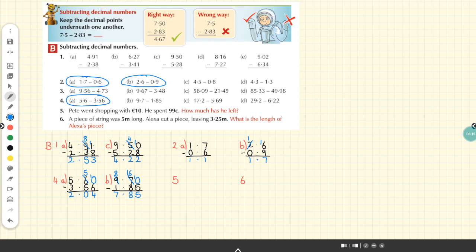And then for 5, it tells us Pete went shopping with €10. He spent 99 cents. How much has he left? So before we start, we need to change the 99 cent into euro. So how would we change the 99 cent into euro? So 99 cent equals €0.99.